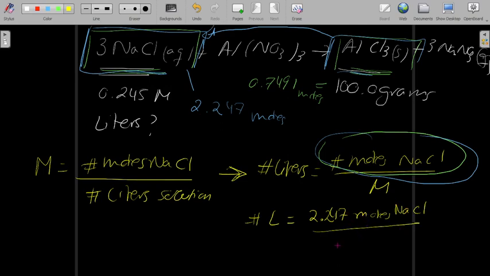And what's molarity? 0.245 moles per liter. So the moles are going to cancel. You're going to be left with liters. If you put everything in the calculator, you find that you have 9.17 liters of the solution are needed. Okay, so the question was, how many liters of that solution will be necessary? You'll need 9.17 liters of that solution to be able to produce 100 grams of aluminum chloride.